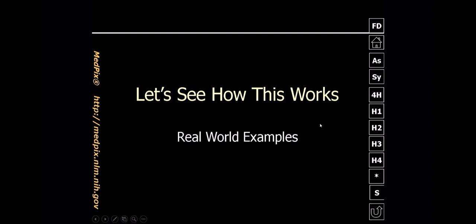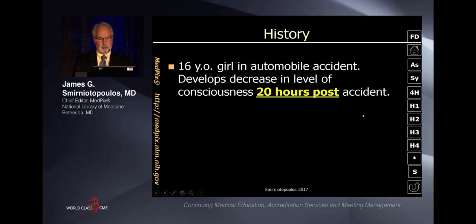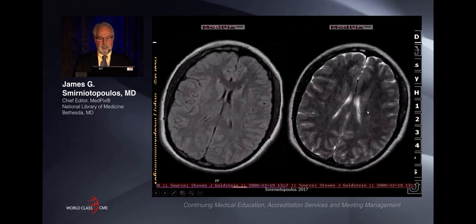I want to do a case-based approach to show how we use this. So here's a typical example. A 16-year-old girl from an automobile accident, a motor vehicle crash, develops a decrease in the level of consciousness 20 hours after the accident. And here are the images.